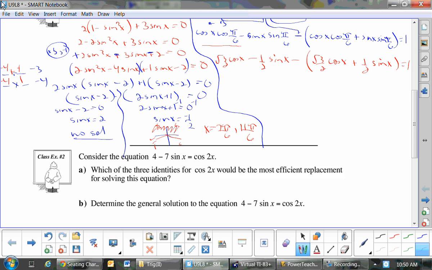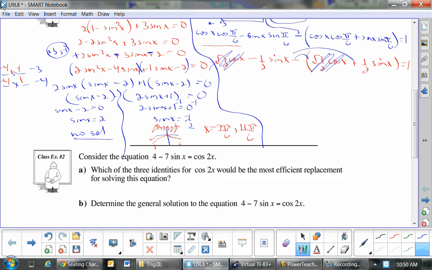Am I making sense so far? Now, this negative, don't forget, it has to go into both. But do you see root 3 over 2 cos x minus root 3 over 2 cos x? Gone. Okay?